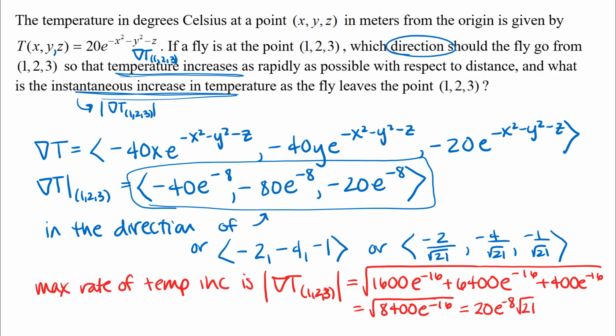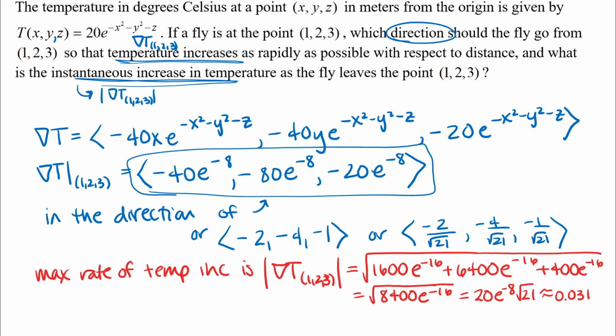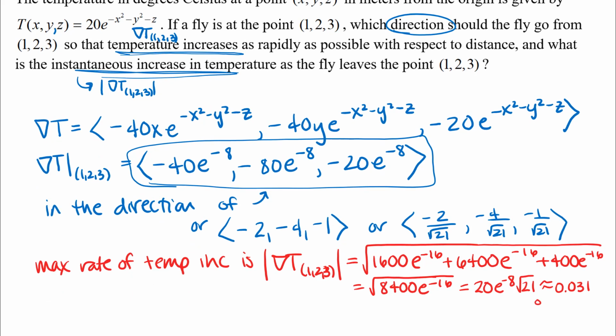If I want a decimal approximation, I believe you get about 0.031, and that would be in degrees Celsius. Those are our units on temperature, per whatever the units on x, y, and z are, and it tells us in the problem that those are in meters. So this is our maximum rate of change of temperature from that point. Alright, do some problems with some applications of the gradient.